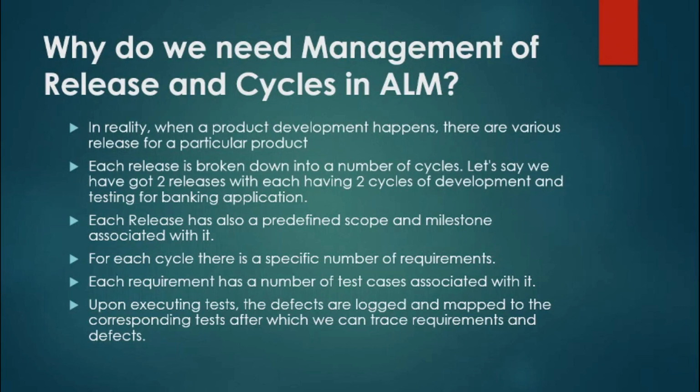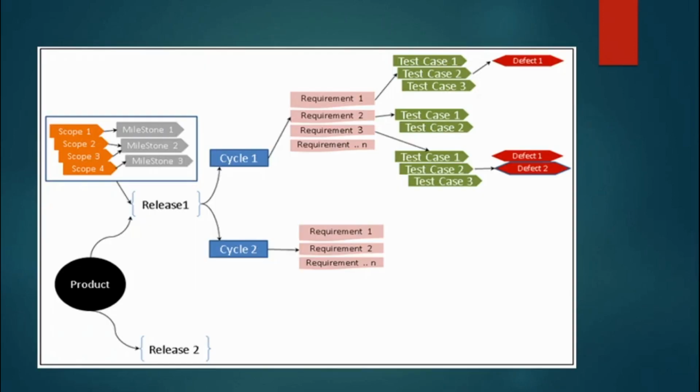When I talk about scope, it means, for example, that if we have decided that we will complete 3 or 4 functionalities in a particular release within 2 or 3 cycles, that becomes the scope and milestone for the development and testing. For each cycle there is a specific number of requirements, and each requirement has a number of test cases associated with it. Upon executing the test cases, the defects are logged and mapped to the corresponding test cases. Now let's understand it with the help of a diagram.